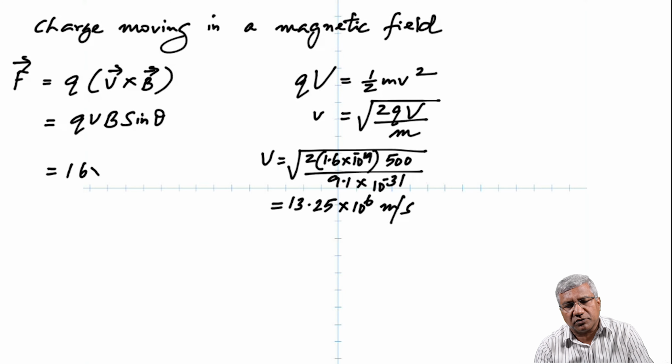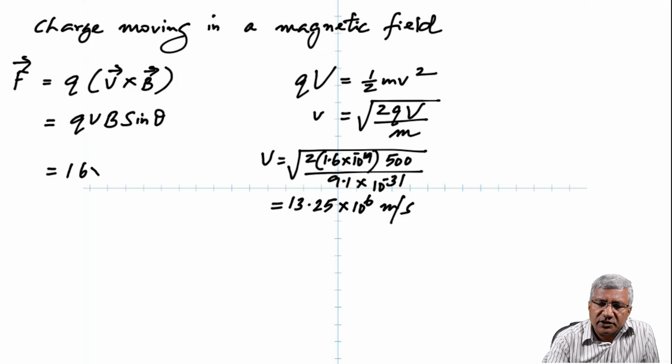This cannot be a proton because I took the mass of an electron. So I'm going to go back, and I'm sorry for that. This is the velocity of an electron accelerated through 500 volt. Why? Because I have taken the mass of the electron. So once you get that velocity, you can calculate the force acting on that electron.